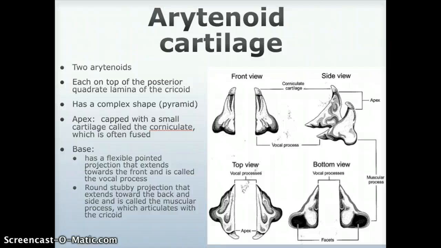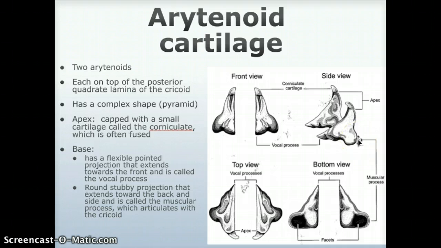Okay, the arytenoid cartilages. These are one of the paired cartilages. So there are 2 arytenoids, and they're each on top of the cricoid cartilage, and they look like a pyramid shape. So here's a front view of these pyramid shaped cartilages, and here's a side view.